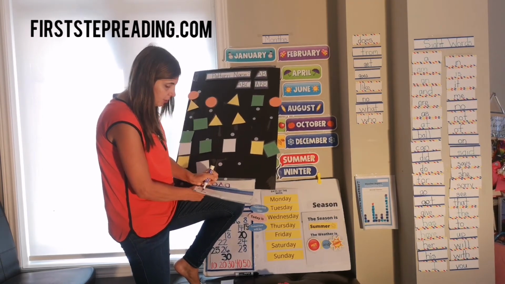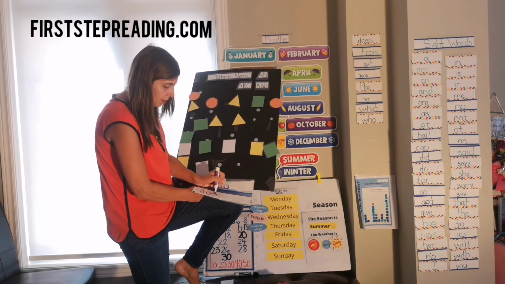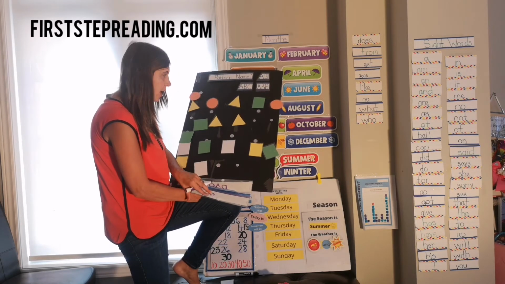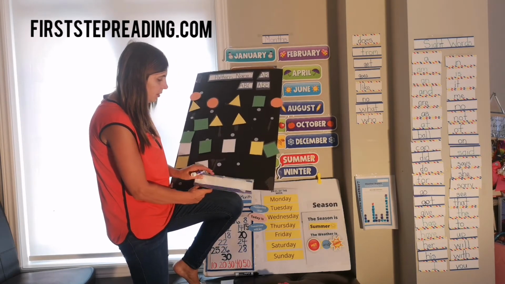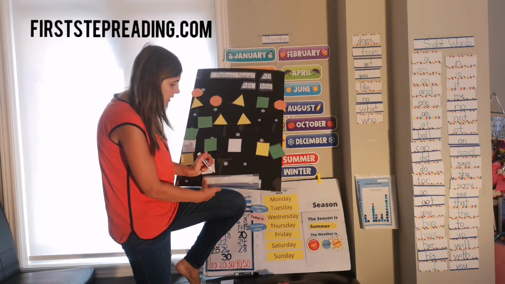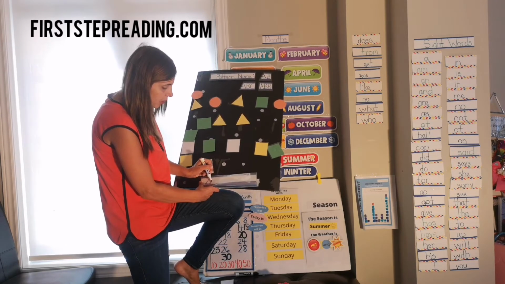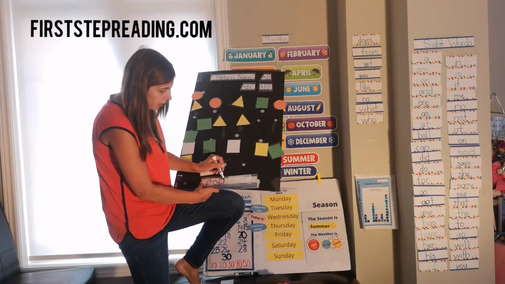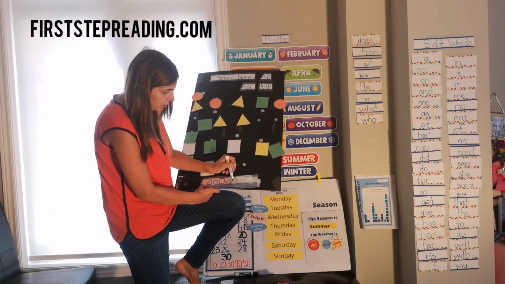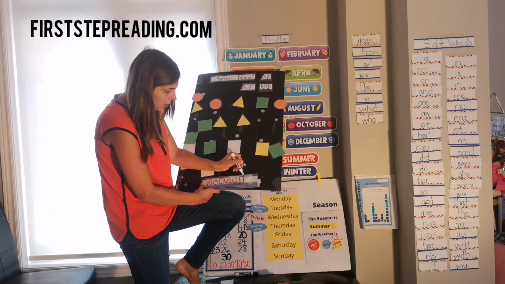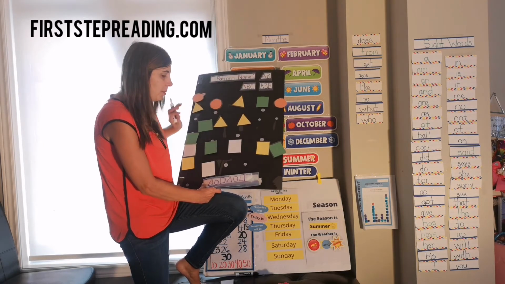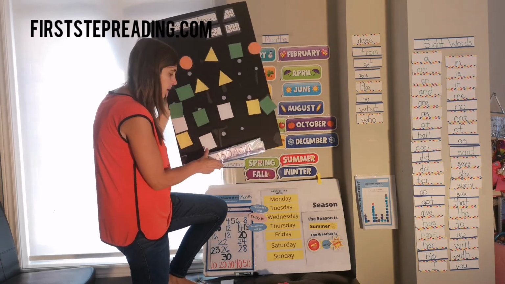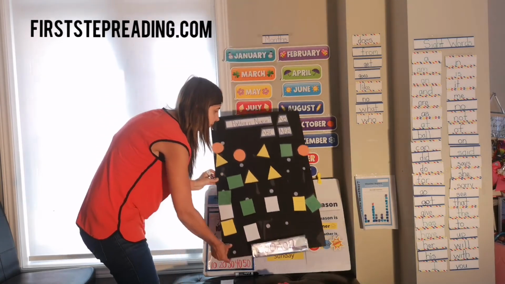It could be triangle, circle, circle, ABB. Then I want you to make your own ABC pattern. Now I need three things: triangle, circle, rectangle, triangle, circle, rectangle. That'd be an ABC pattern. So you can draw it like I just showed you.